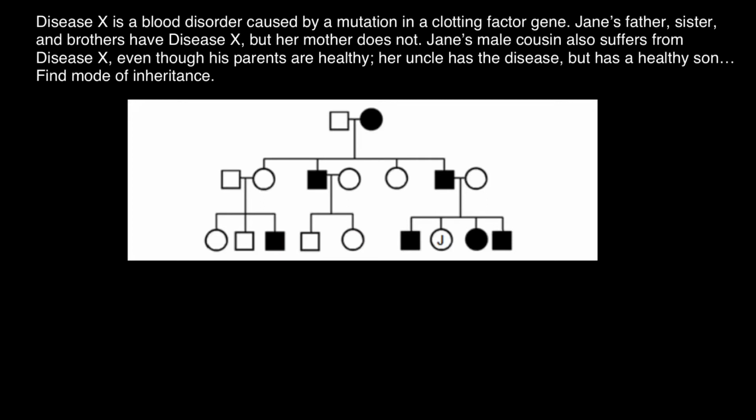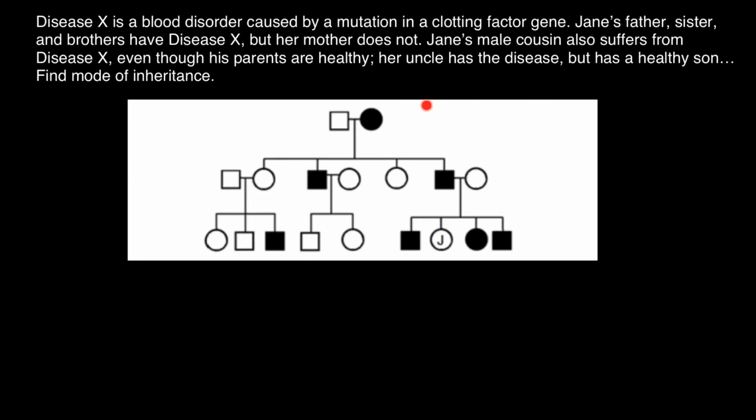Today's problem is: disease X is a blood disorder caused by mutation in a clotting factor gene. Jane's father, sister and brother have disease X, but her mother doesn't. Jane's male cousin also suffers from disease X, even though his parents are healthy. Her uncle has the disease, but has a healthy son. Find the mode of inheritance.